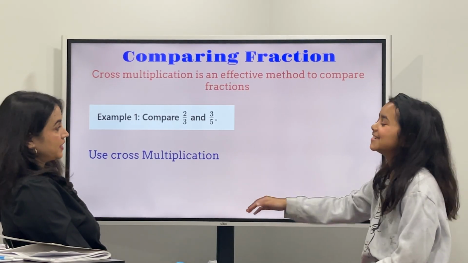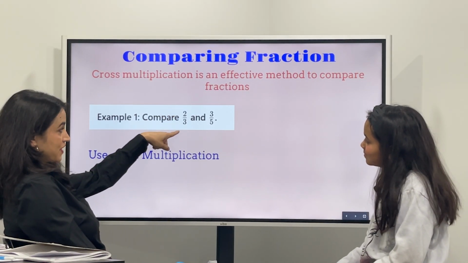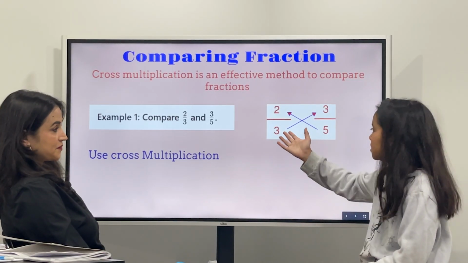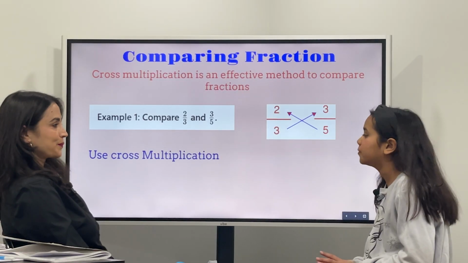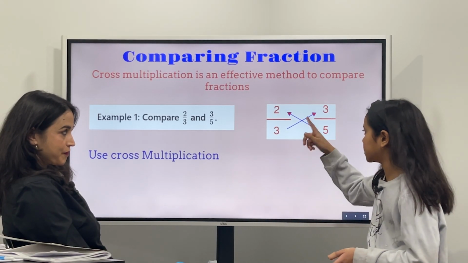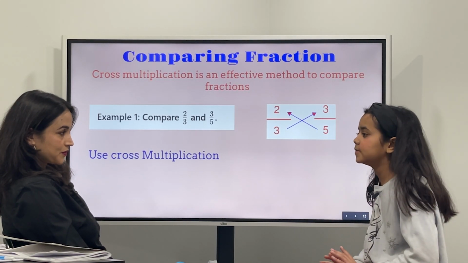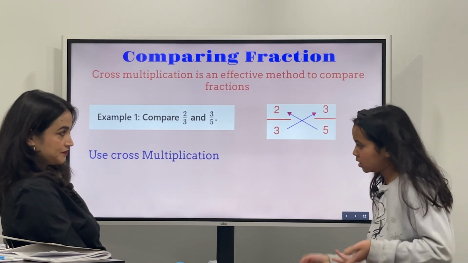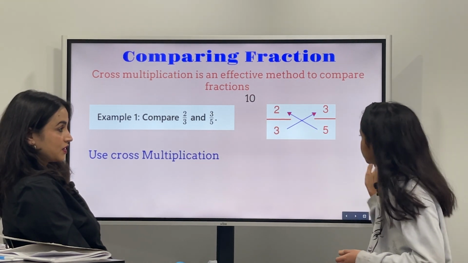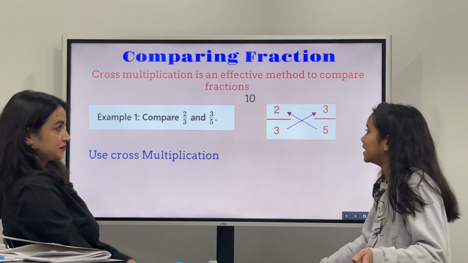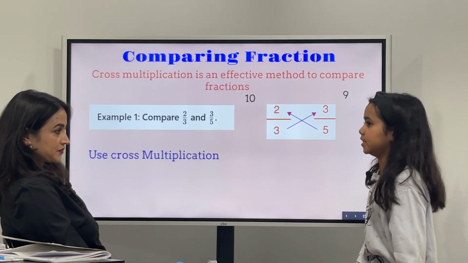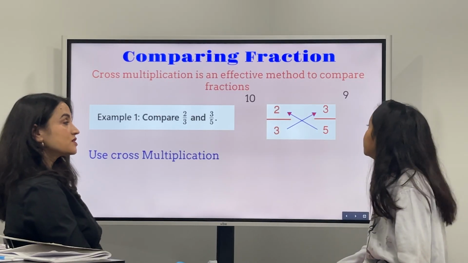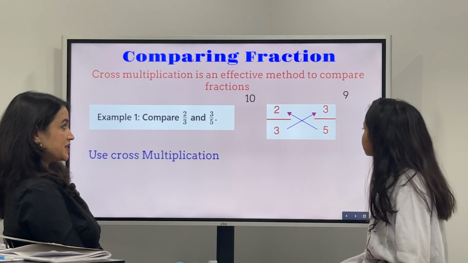So the rule is in the first fraction, it's the same exact thing: top to bottom, bottom to top. So first, let's see which one. 5 times 2 is 10. You put it on the left side, on the top part. Then 3 times 3 is 9. You put it on the left side, on the top part.